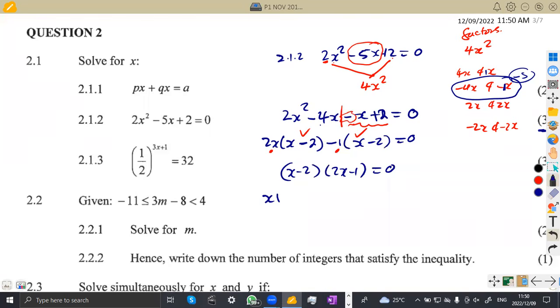x minus 2 is equal to 0, or the other bracket, 2x minus 1, is equal to 0. So you're supposed to solve for x. All right, so I'm having 0 here, that's a 0, not O.